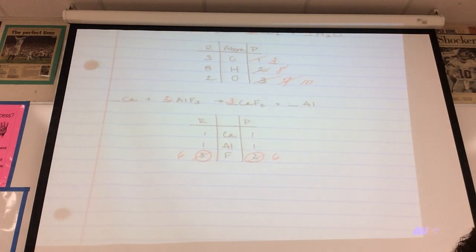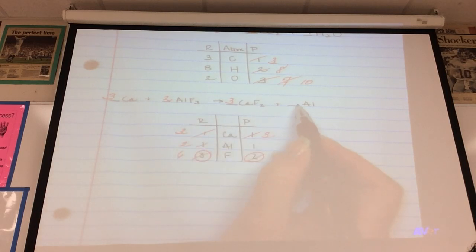But then it's gonna make more. Right, well, you've got to finish balancing. You've got 2 aluminum and 3 calcium. So what are you going to put in front of the calcium on the reactant side? 3. And what's missing here? 2.